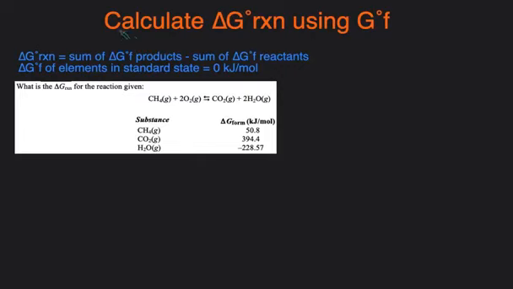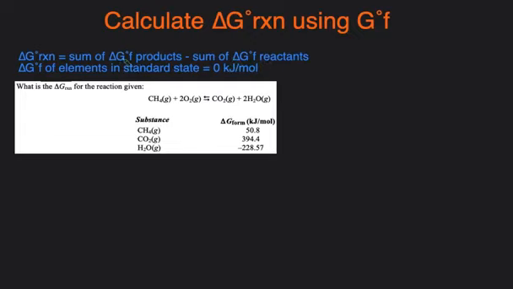In today's video, we'll be covering how to calculate the delta G naught of a reaction, or the change in the standard Gibbs free energy of a reaction, by using Gibbs free energy of formation. To do that, you just use delta G of the reaction equals the sum of delta G formation of products minus the sum of delta G formation of reactants.